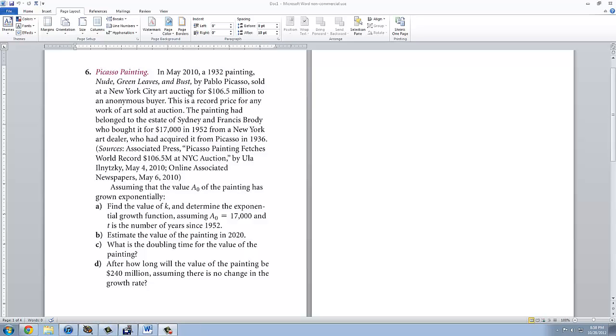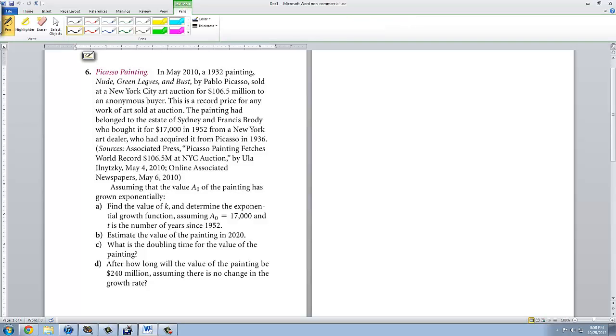Okay, I'm going to be doing a growth example application word problem from section 5.6 just to help you guys out in doing exponential growth problems. So this is actually number 6 from your textbook. I actually kind of copied it in to this Word document.